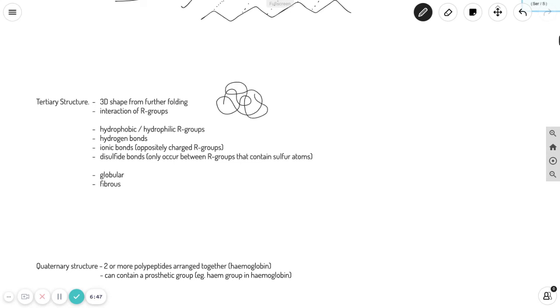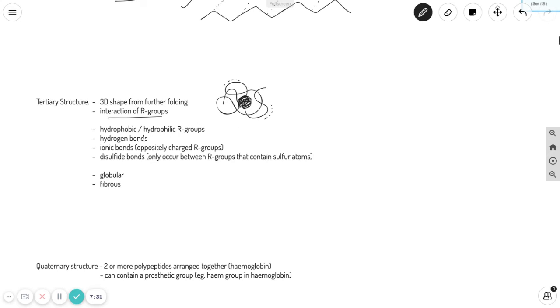So why is it doing those specific folds? It's the interaction of the R groups. So some R groups are hydrophobic. If you imagine, proteins have been made in the cytoplasm, by the ribosomes. So they're surrounded by water. So you can see how the hydrophobic parts could end up orientating in towards the center here. Whereas the hydrophilic R groups, they're going to orientate themselves to these outer parts here, interacting with the water.